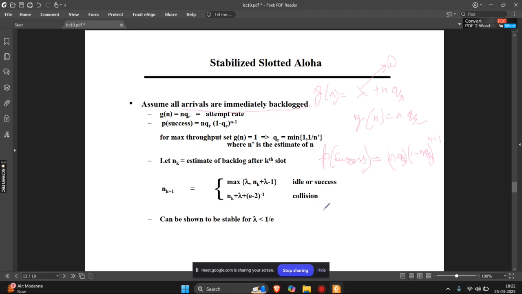Now for max throughput we will set gn equal to 1. So if gn is equal to 1, qr is 1 by n, but provided n is not less than 1. If n is less than 1, then you have to choose n equal to 1, because n cannot be less than 1. So qr is bounded by 1, because at best it can attempt to send the packet once every slot. It cannot go faster than that. So qr is limited to 1.